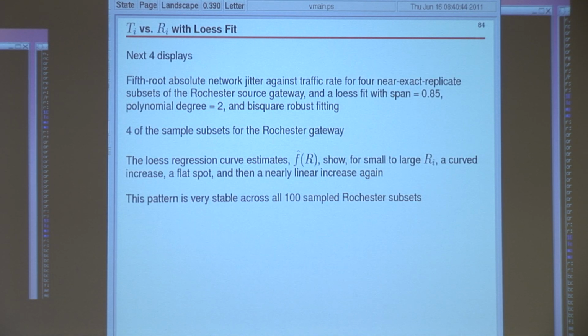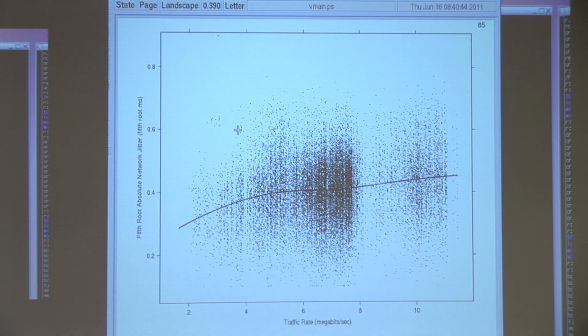OK. So here's the kind of thing we did. You take the 5th root of the absolute jitter for one subset. So we got 30,000 values here on the display. And we take the lowest curve. Now I'm showing you, this is sort of the final answer, the one that seemed to do a very good job of fitting things. And there it is. This is for Rochester, one near exact replicate subset for Rochester.